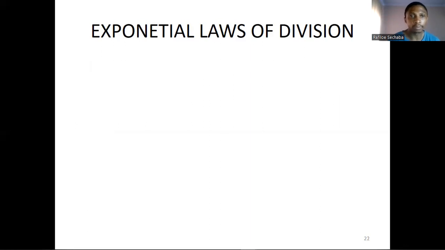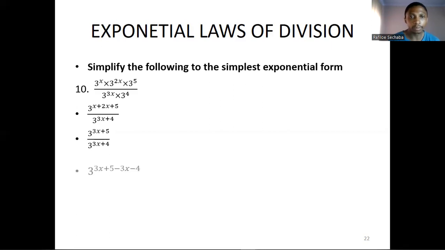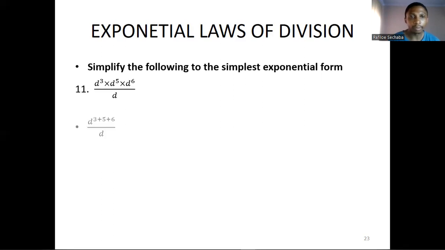All right. For number 10, this is your solution. For number 11, this will be the solution.